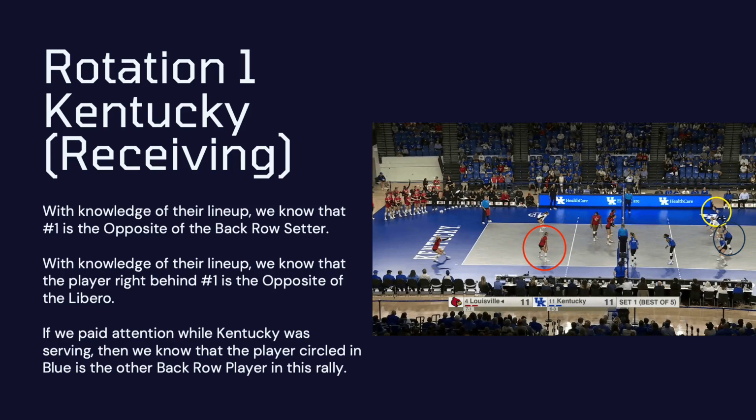If we have knowledge of opposites, we know that the player right behind number 1 is the opposite of the libero. So obviously that player would have to be the front row player. And if we paid attention while Kentucky was serving, then we know that the player circled in blue is the other back row player in this particular rally. So see how observation, paying attention to the server, knowing our rotations, and knowing patterns can help us identify our back row players in each and every rally prior to contact for serve.